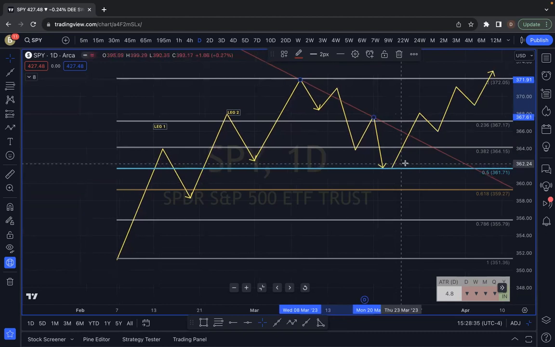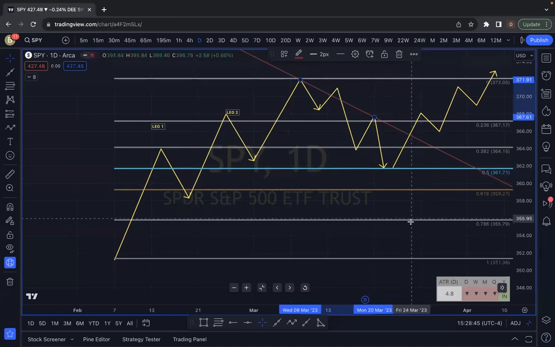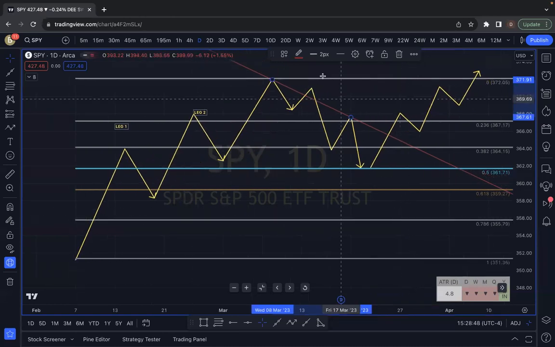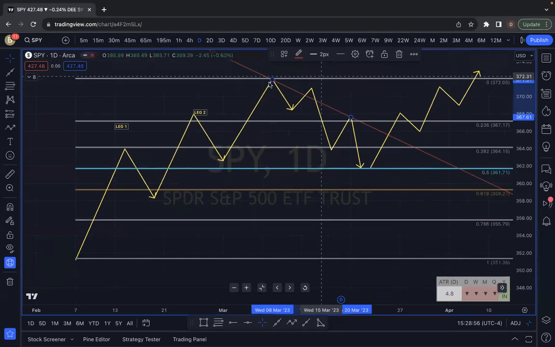Our points of interest would be the 0.382. Our points of interest would be the 0.5. Our points of interest would be the 0.618. And if it gets down to a 0.786 and reverses from there, that will also be a point of interest. Does that answer your question? Okay.